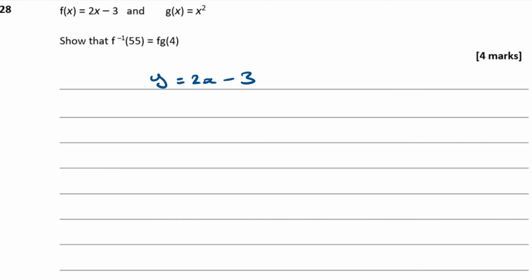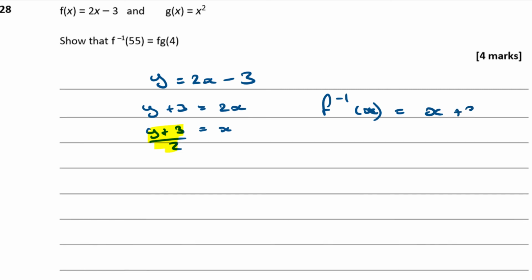Okay, so I can make x the subject by adding 3 to both sides. I'm going to get y plus 3 is 2x, and then dividing both sides by 2, I'm going to get x is equal to y plus 3 over 2. So once I've made x the subject, I can then take this as my form for my inverse function. So f to the minus 1 of x is going to be that same setup but with an x where the y is. So it's x plus 3 over 2. Okay, so that's my inverse function of f.